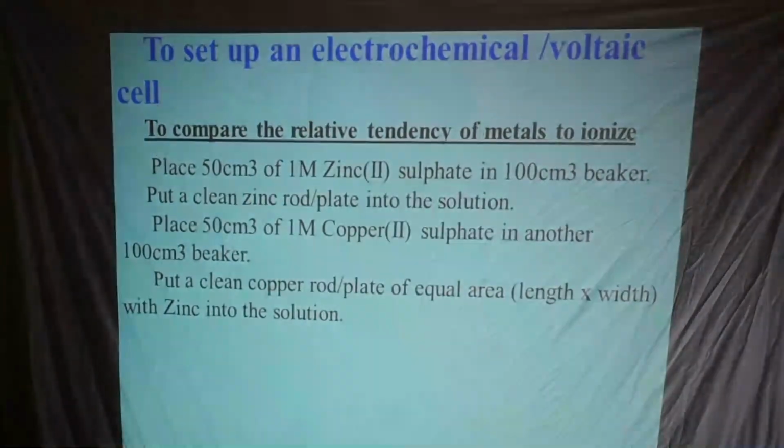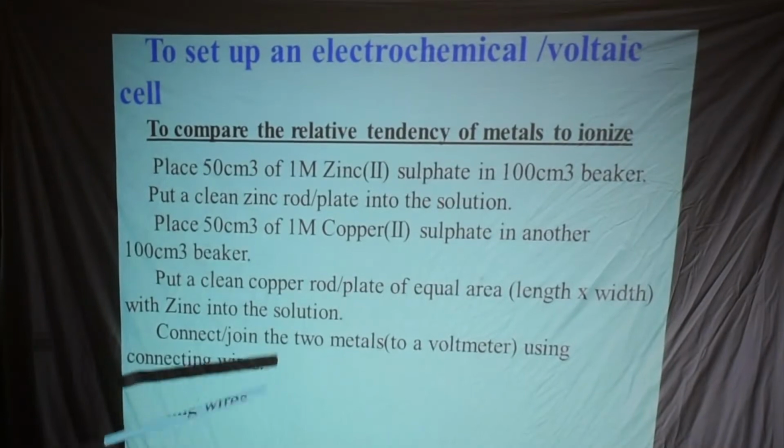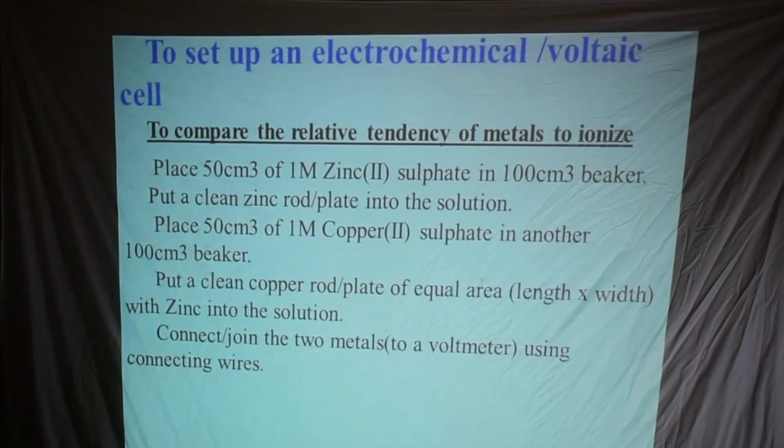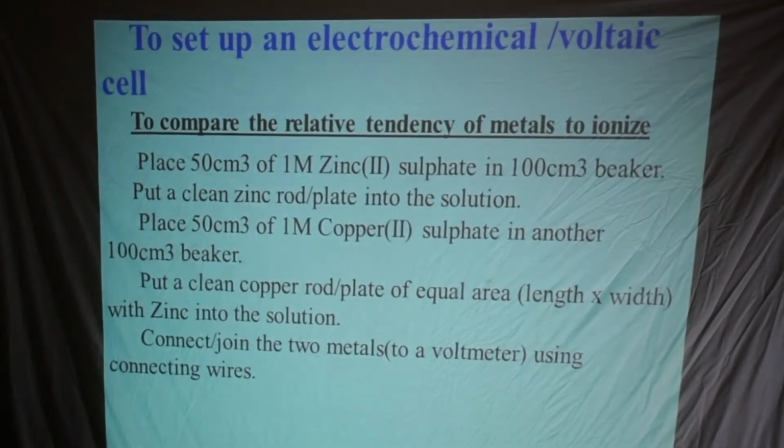Now, step number three, connect the two metals to a voltmeter. Those of you who are doing physics probably know a voltmeter. A voltmeter is used to measure voltage. Therefore, you connect the two of them so that you can measure voltage. Remember, here we only have electricity connected to it, but now the two of them will generate electricity.